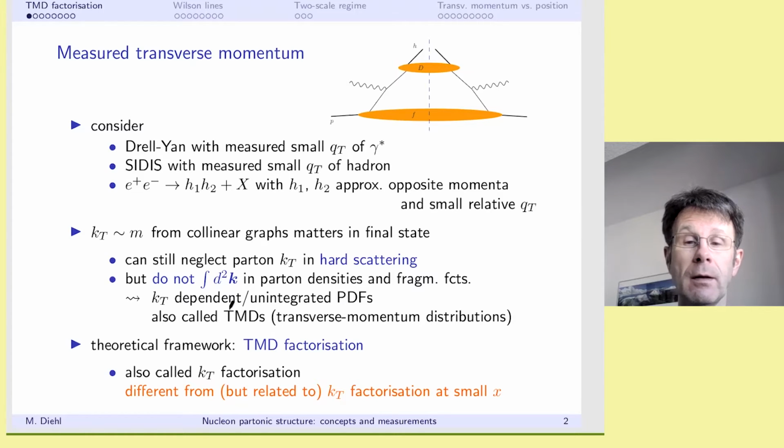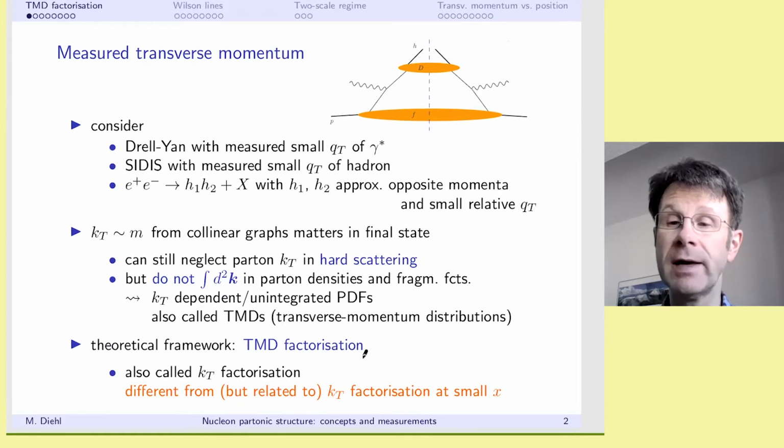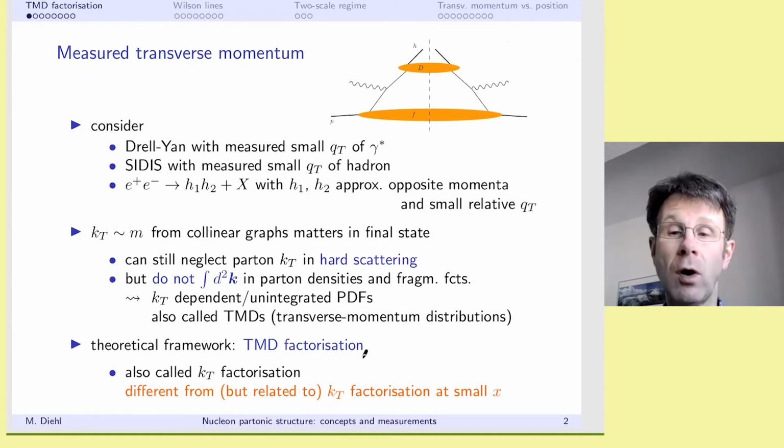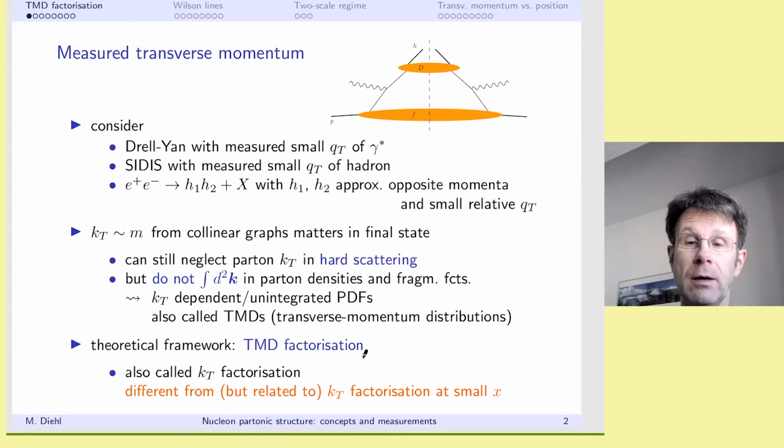And this term is used in a wider sense. It also extends to KT-dependent fragmentation functions, which you would have here. And if we still have a factorization between short and long distance dynamics, that is called TMD factorization. And we will see in this lecture that it has common aspects with the usual factorization discussed so far, but it also brings in new aspects and differences.